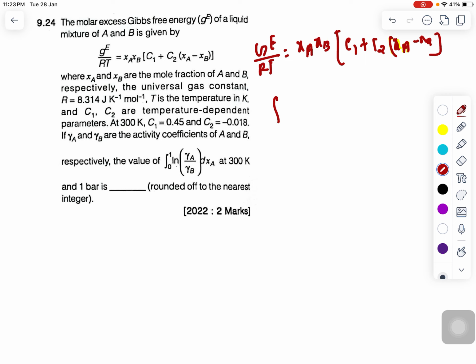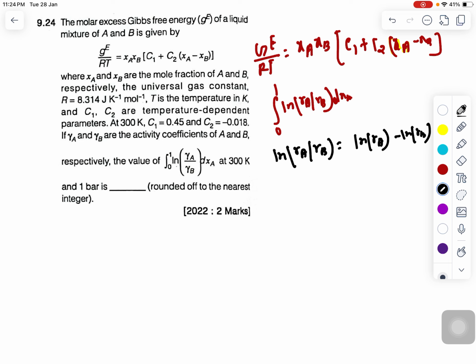Okay, so let's try to understand one thing. The integral from 0 to 1 of ln gamma A by gamma B dXA. First try to understand what is ln gamma A divided by gamma B. That can be written as ln gamma A minus ln gamma B. And what is this? Ln gamma A by gamma B can be written as GA bar minus GB bar, right? So the partial molar Gibbs energy of A and the partial molar Gibbs energy of B, the second component.